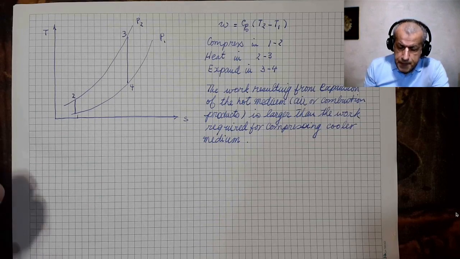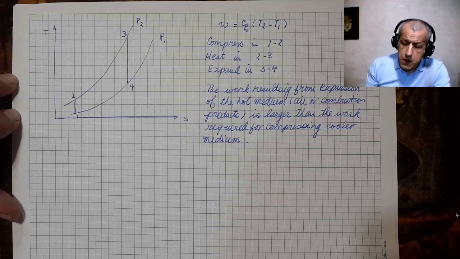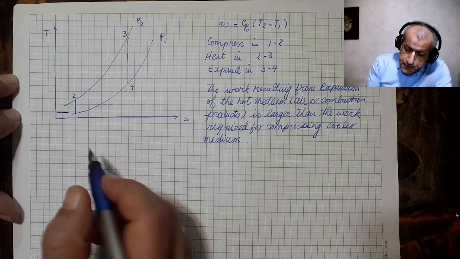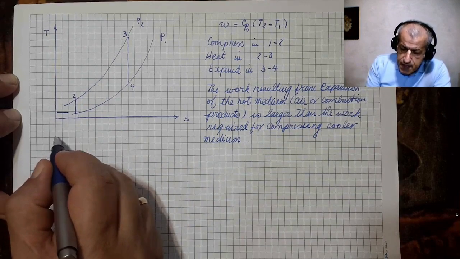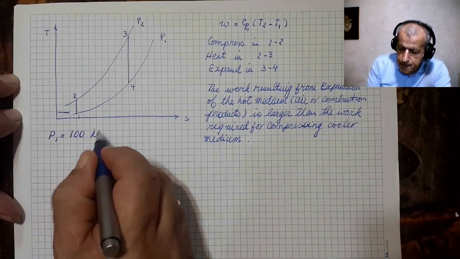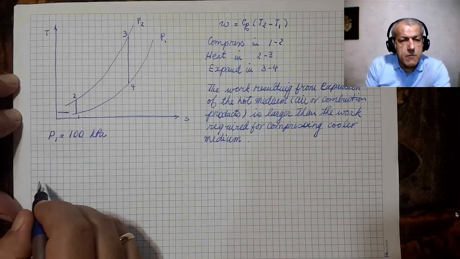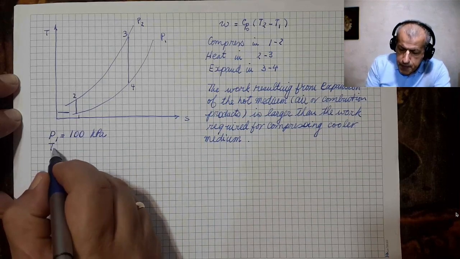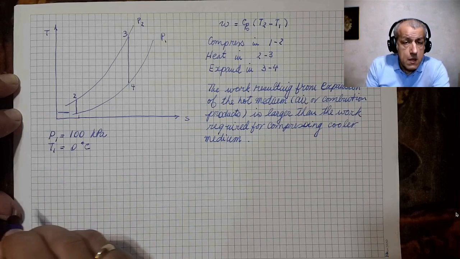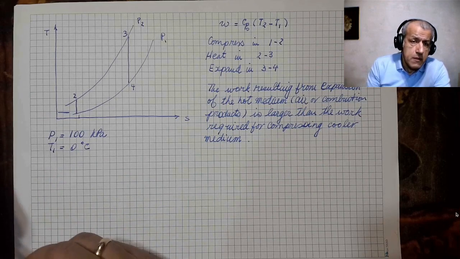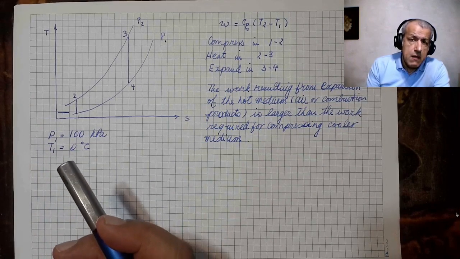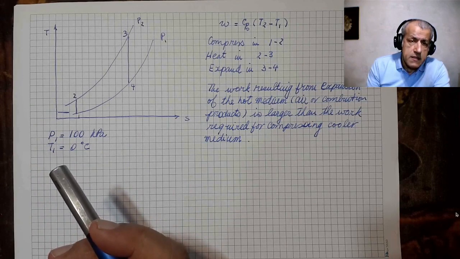Now, the initial point is where do we start? It's usually ambient air. So our present problem tells us that P1 equals 100 kilopascals, which is about 1 atmosphere, and T1 equals 0 degrees C, which is a fairly cold ambient. Anyway, we have to know what is the temperature and pressure of the air that enters this system.